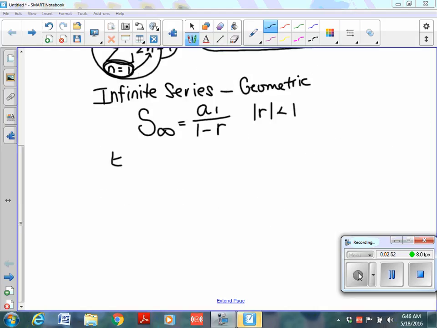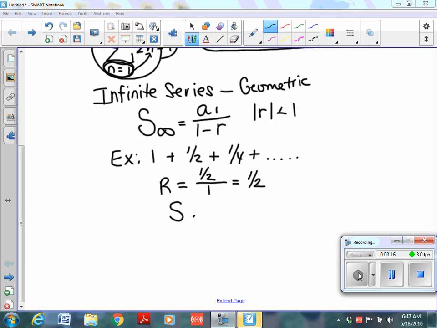For example, this one. 1 plus 1/2 plus 1/4 plus ... Okay. In order to check the ratio, figure out the ratio, you take the second one and you divide it by the first one, which ends up being 1/2. Is the absolute value of r less than 1? Yes. And since it is, you can find the sum. The first term is 1 over 1 minus 1/2. 1 divided by 1/2 equals 2.